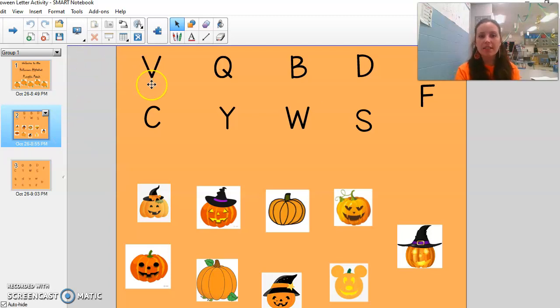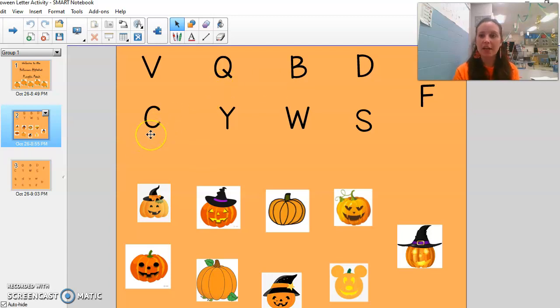We know that this is the letter V. V makes the V sound. We know that this is the letter Q. Q makes the W sound. This is the letter B. B makes the B sound. This is the letter D. D makes the D sound.